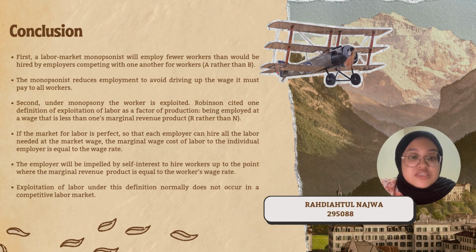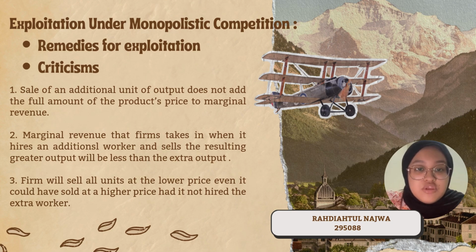If the market for labor is perfect, so that each employer can hire all the labor needed at the market wage, the marginal wage cost of labor to the individual employer is equal to the wage rate. The employer will be impelled by self-interest to hire workers up to the point where the marginal revenue product is equal to the workers' wage rate. Exploitation of labor under this definition normally does not occur in a competitive labor market. Exploitation under monopolistic competition.